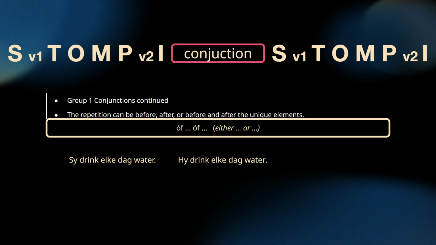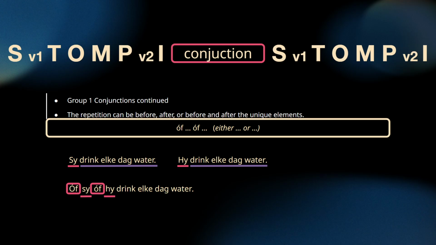Now, the repetition can be at the front or at the back of your sentence. So in this example, you'll see that my two unique elements are now at the front. Sy drink elke dag water. She drinks water every day. Hy drink elke dag water. And he drinks water every day. Drink elke dag water is my repeated element and it is at the end of both of my sentences. So I'm going to drop the one that is not going to be at the end of my eventual answer.